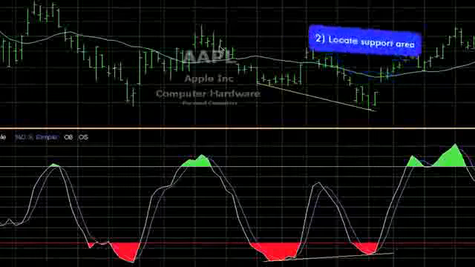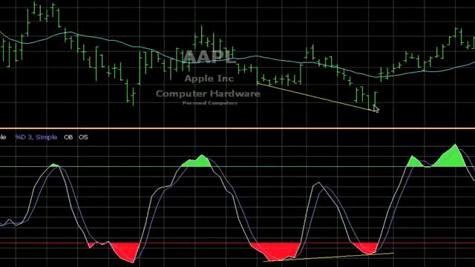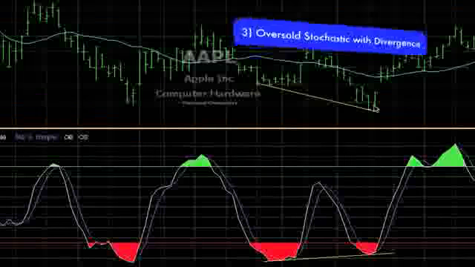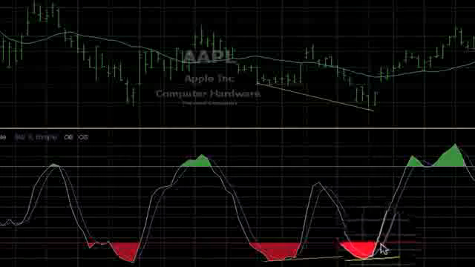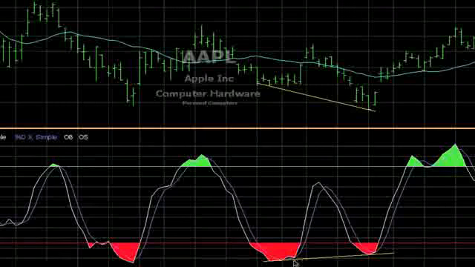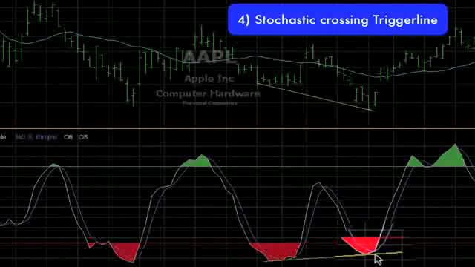Second, I look for support areas. I see that this low is equal with this low, so it seems there's support down here. And third, I look for oversold stochastic with divergence. We got oversold here and divergence because price makes a lower low compared to this low and stochastic makes a higher low compared to this. And fourth, I look for the crossover, the stochastic crossing up through the trigger line, which happens here.